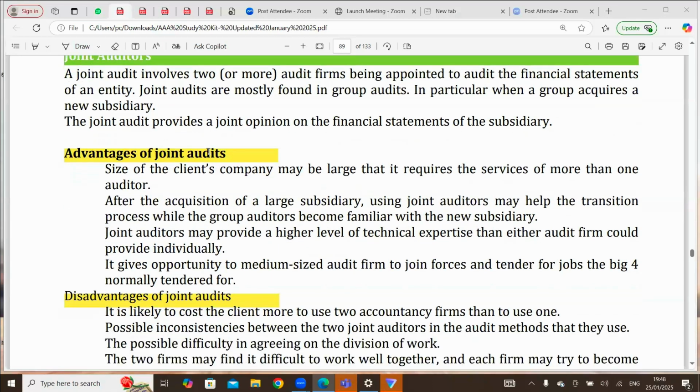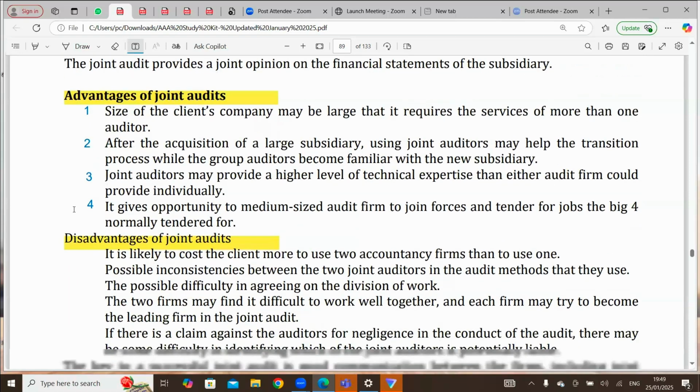Okay, now what are the advantages of joint audits? From everything we have heard, what are the advantages of joint audits? What do you think will be the advantage? In the scenario I gave, you have a new subsidiary, and pending when the parent auditor knows about this subsidiary well, we want this component auditor to work with the group auditor for the time being. What do you think will be the advantages of joint audits?